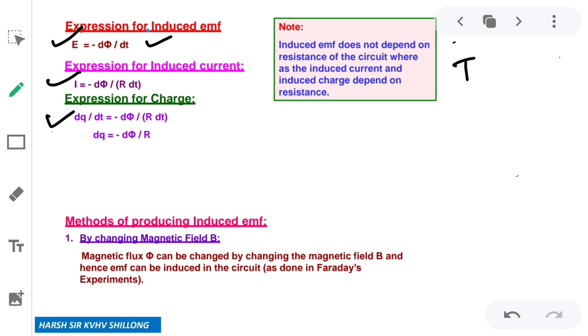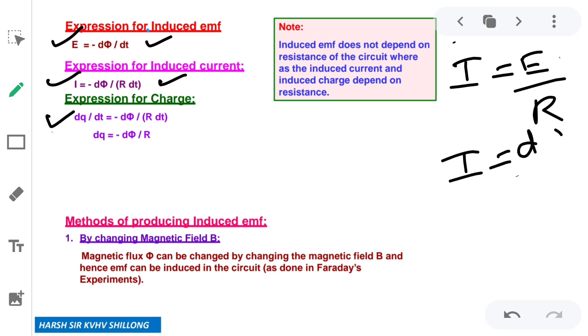We know very well Ohm's law is I equal to E by R. So if I put the value of E from Faraday's law, I'll get here minus d phi by R dt. And current is nothing but the rate of flow of charge, meaning dq by dt. So we get dq equal to minus d phi by R. What is the important thing in these three equations if we compare?